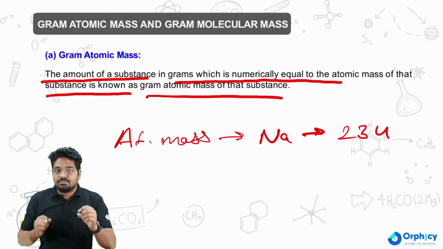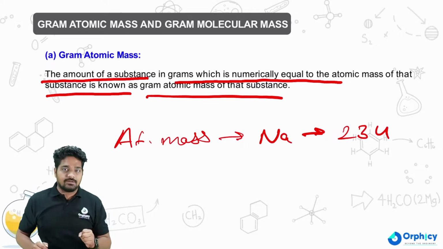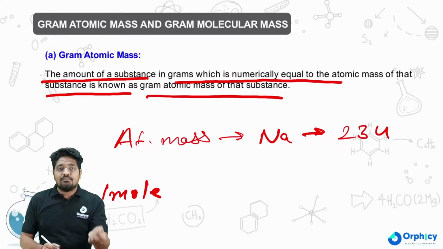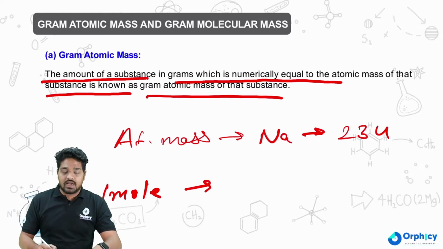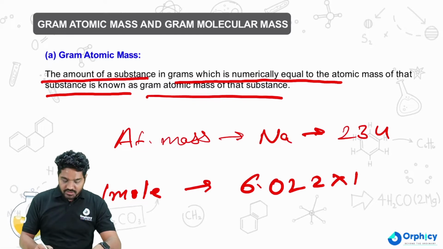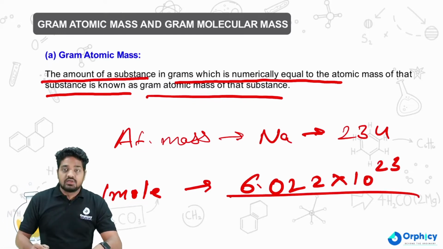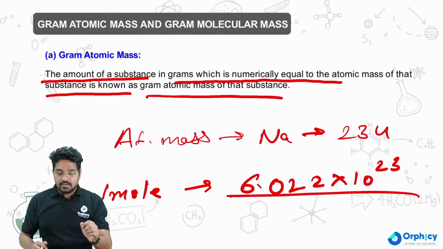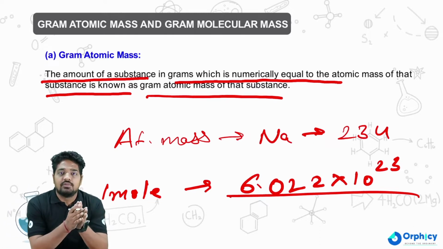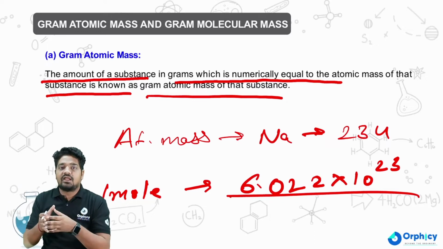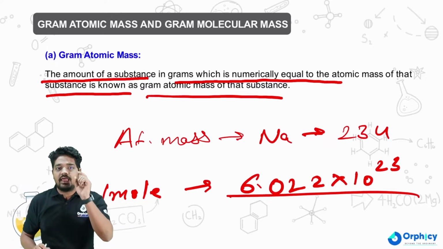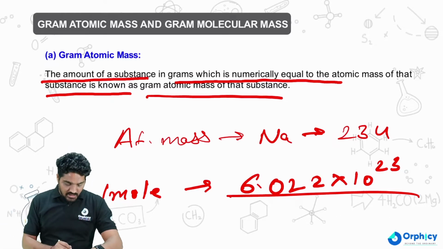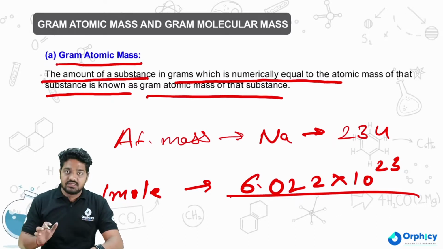this gram atomic mass is basically defined for 1 mole of atoms. And 1 mole is a simple measuring unit which occupies the number 6.022 into 10 raised to power 23 atoms or particles. So gram atomic mass is defined for one mole. I think it is clear now why we consider the mass of an atom in the form of gram. Whenever we talk about one mole of atoms or one mole of particles, we term the atomic mass as gram atomic mass.